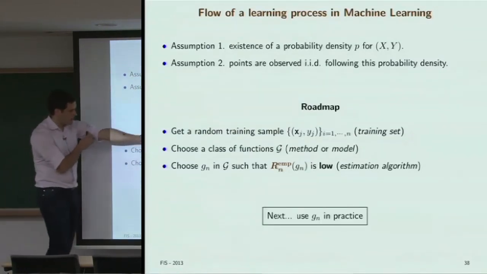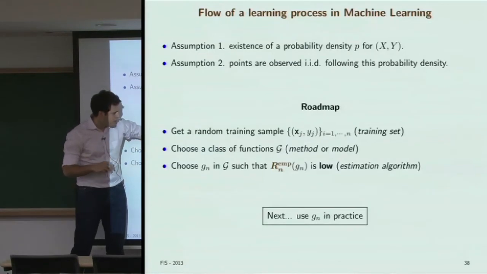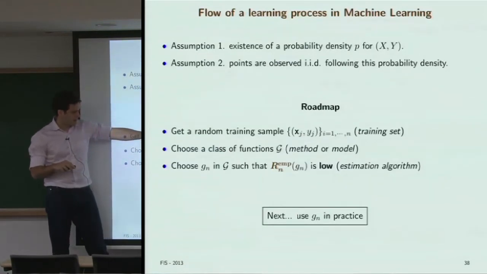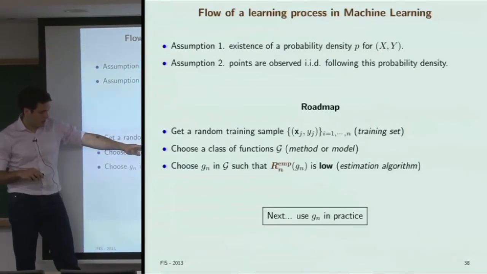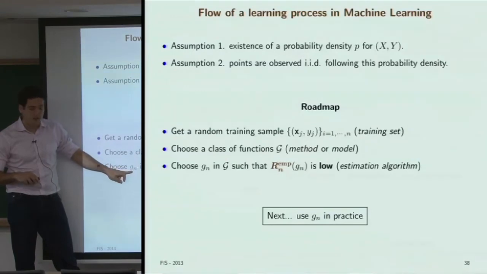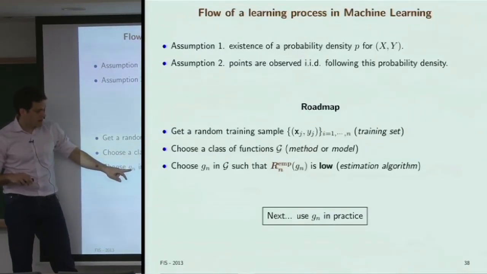This is just for notation. The data set is of size n. The set of functions is G. And I will try to look for a function Gn which minimizes this. It might be an exact minimization or approximate minimization.